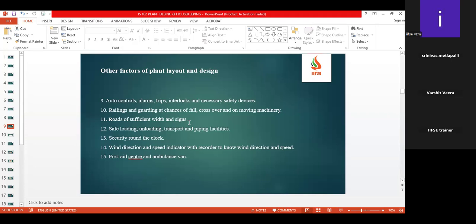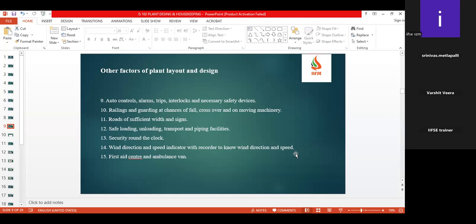Wind direction and speed indicator with a recorder to know the direction and speed. Here we use wind socks to understand the speed of the wind. And first aid center and ambulance van. Again, it is up to the requirement.